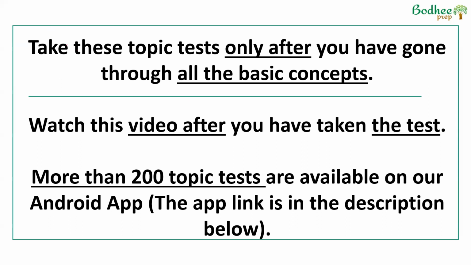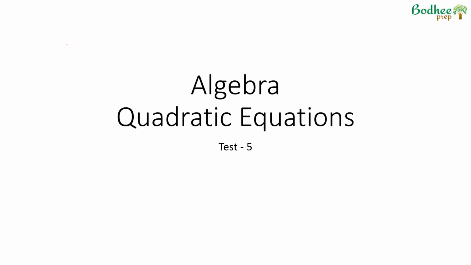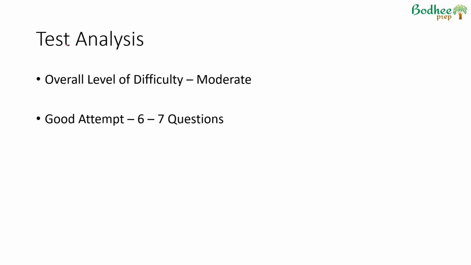This video talks about the topic quadratic equation, and this is test number 5 on this topic in the app. Overall, the test I think was easy to moderate sort of a test, where I think 6 to 7 net correct attempts would give you a 95 plus percentile, and the attempt time also should be somewhere in the range of 20 to 23 minutes.